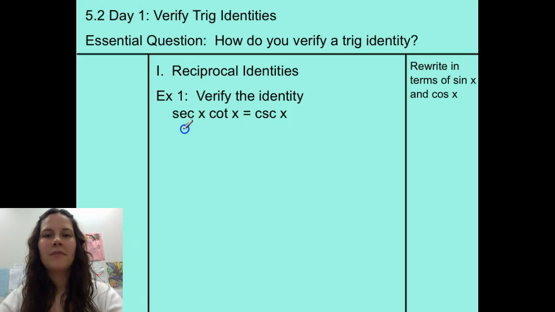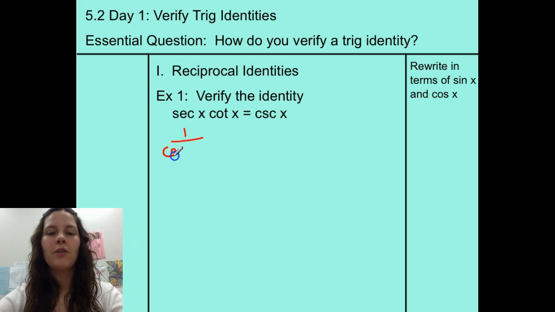Starting off with our first example, on the left-hand side we have 2 trig functions, and on the right-hand side we only have 1. So the left-hand side is the more complex side of the equation, so we're going to simplify that. I'm looking at this and thinking I could convert to sines and cosines and get something to cancel. Secant is the reciprocal of cosine, so we've got 1 over cosine of x.